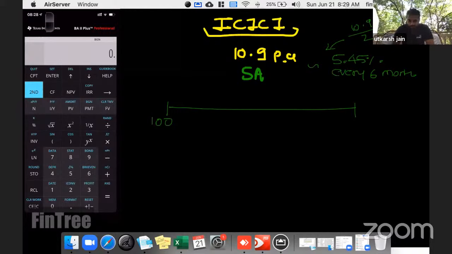So if I start with 100 and look at my calculator keys carefully, so I will say 100. Okay, it's not appearing on my screen. Just a minute.